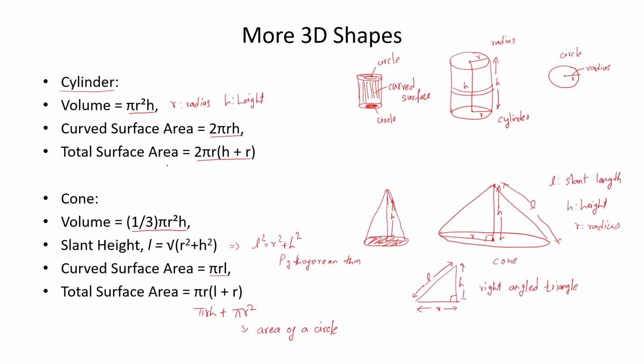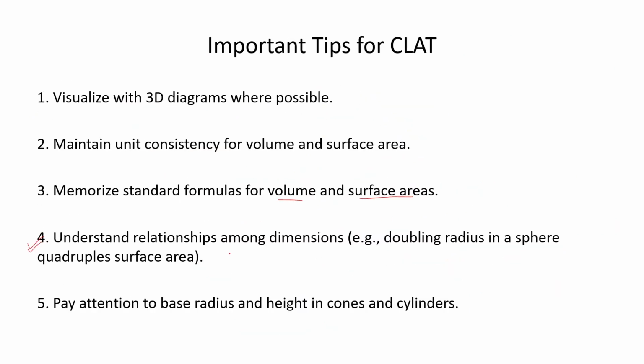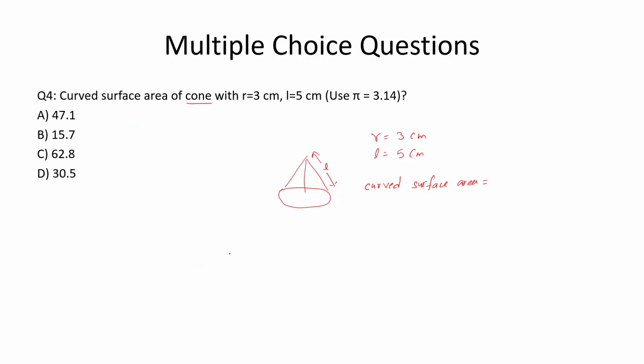Cone. Here is the cone. So curved surface area is pi r L. Pi into r into L. Pi is given in the problem.